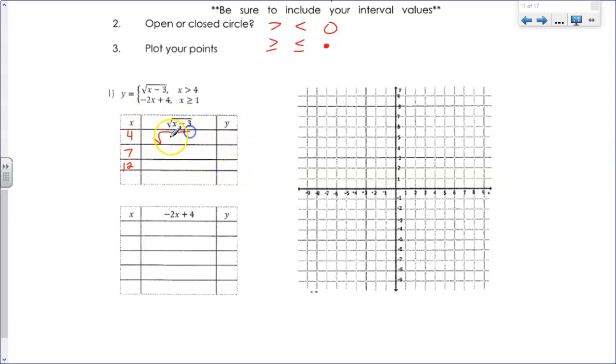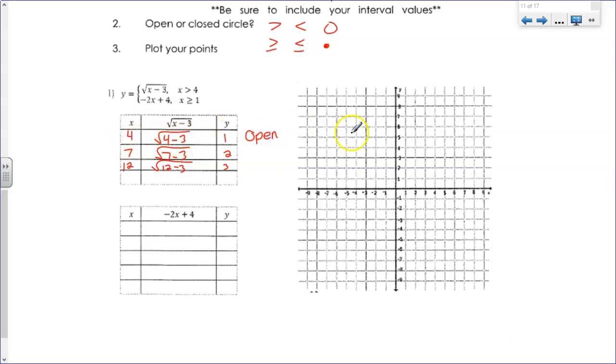So if I have the square root of 4 minus 3, I get the square root of 1, which is equal to 1. Now you could use the numbers 5 and 6, but those are going to give you decimals and not get you very much bigger. So I'm just trying, and then here, 7 minus 3 is the square root of 4. That's going to be 2. And then 12 minus 3 is 9, so that's going to be 3. All right, so at 4, it's greater than, but not equal to, so that's going to be an open circle.